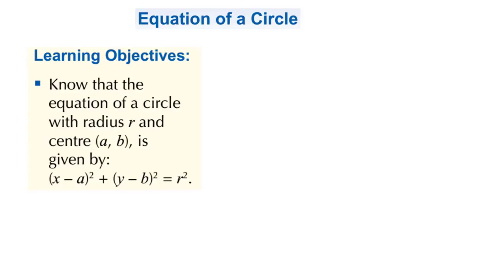Right, we're going to start our first lesson on finding the equation of a circle. So the learning objective is to know that the equation of a circle, which has a radius r and the center being (a, b), is given by that formula there. So that's the learning objective. Now we're going to try and make it as simple as possible to start with.